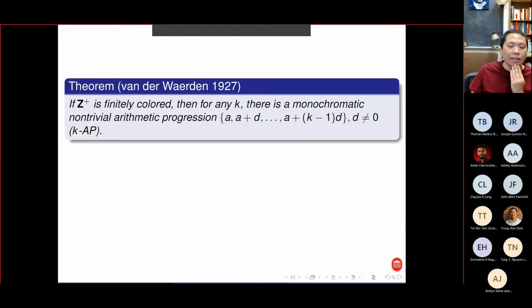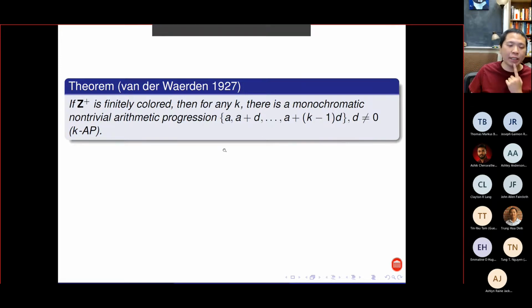Another early result is van der Waerden's theorem, which says that if we color the integers, or positive integers, by finitely many colors, then for any k, you can find a monochromatic non-trivial arithmetic progression. So what is an arithmetic progression? An arithmetic progression is a set of the form a, a plus d, up to a plus (k minus 1) times d. So we have k numbers which are equally spaced by a number d.